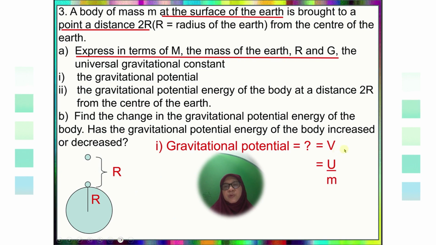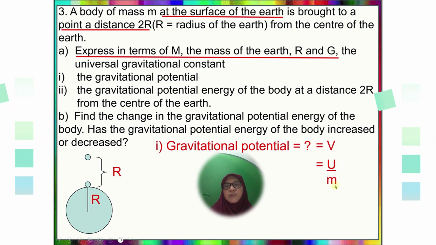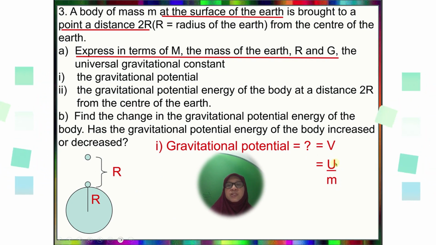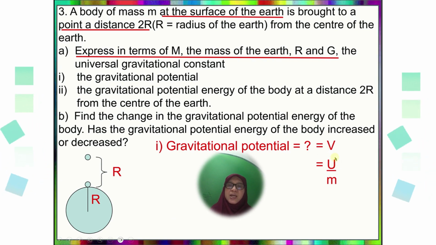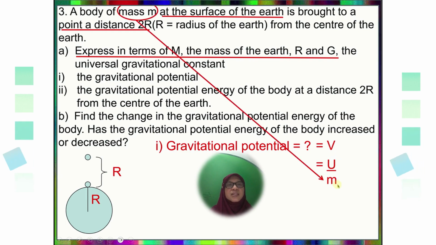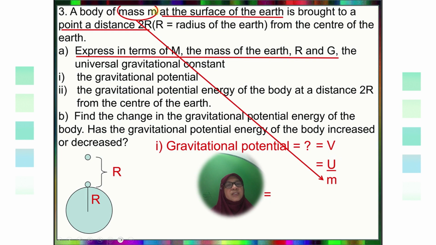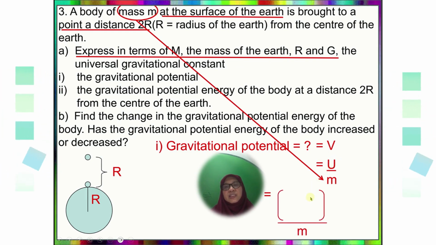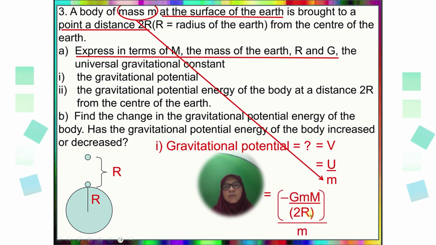So gravitational potential, the formula is gravitational potential energy divided by m, or the work done from the energy theorem. So it's the change in gravitational potential energy divided by the mass. The mass is m, so we already use the symbol m given in the question. For the gravitational potential energy, we use negative GMm over 2R.